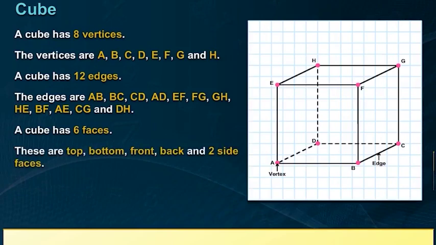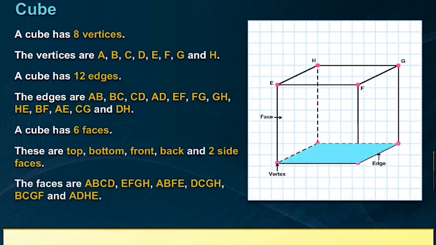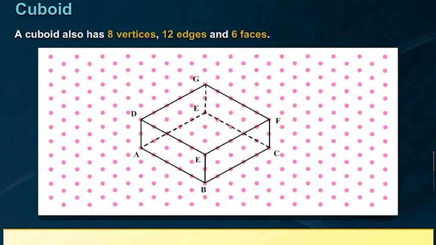These are top, bottom, front, back, and 2 side faces. In the figure, the faces are ABCD, EFGH, ABFE, DCGH, BCGF, and ADHE. Cuboid. A cuboid also has 8 vertices, 12 edges, and 6 faces.